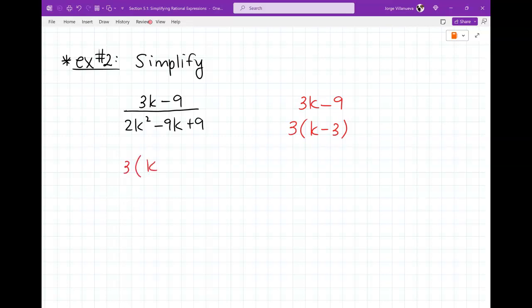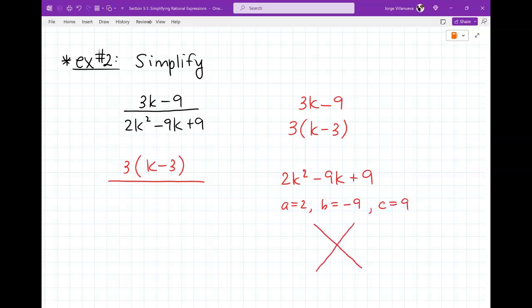3 times k minus 3 divided by, okay, now the next part. 2k squared minus 9k plus 9. Can I factor that? Well, I got to find out. Okay, so it's a trinomial. That means that a is equal to 2, b is equal to negative 9, and c is equal to positive 9. I'm going to do the x method here.